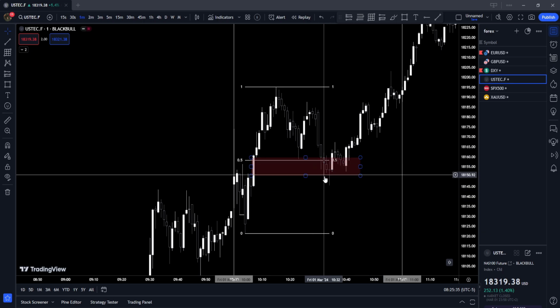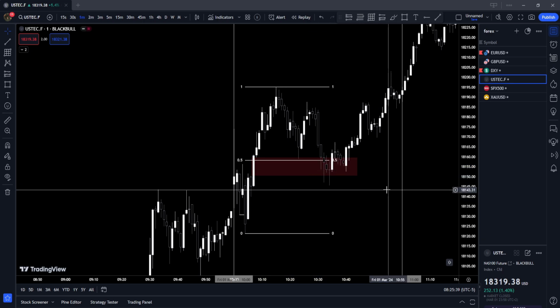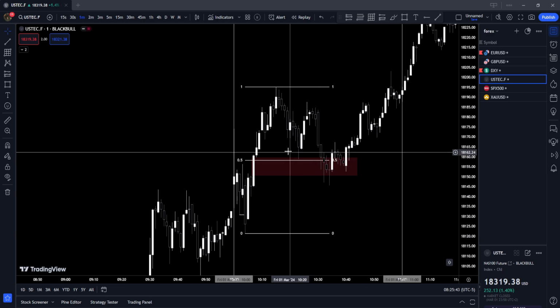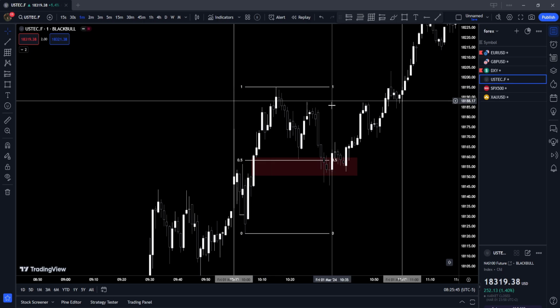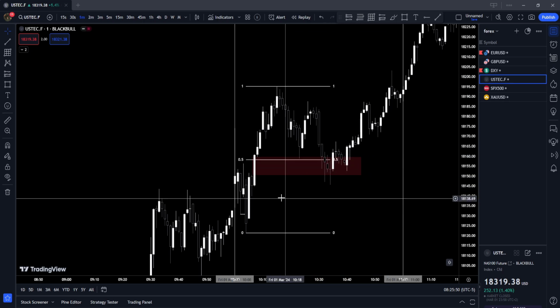We should enter when the price is in a discount, and we use a fair value gap for our entry. As you can see, price has a displacement, came down into the discount, and this is your entry. This fair value gap is your entry.